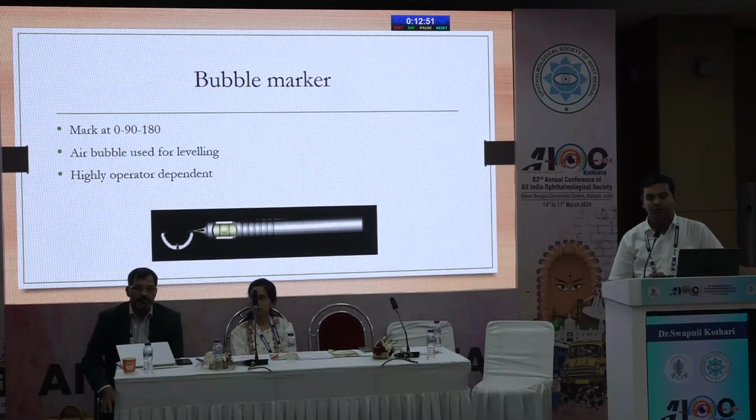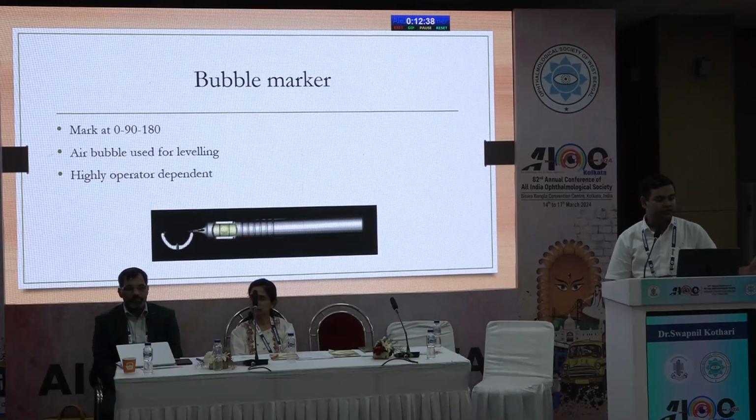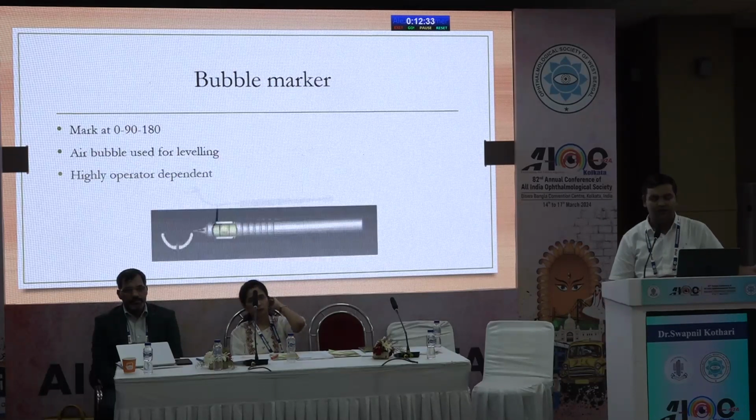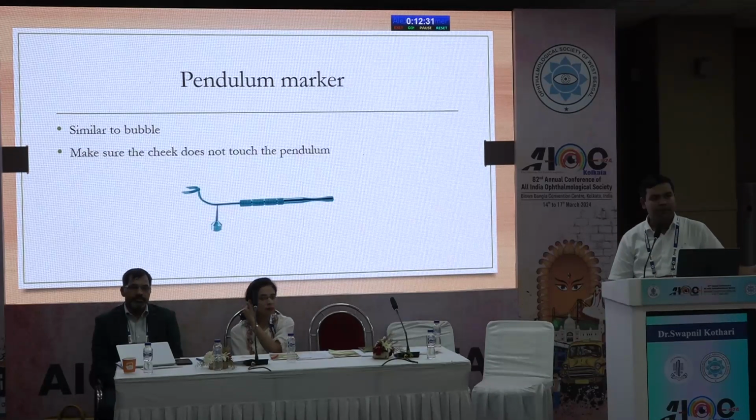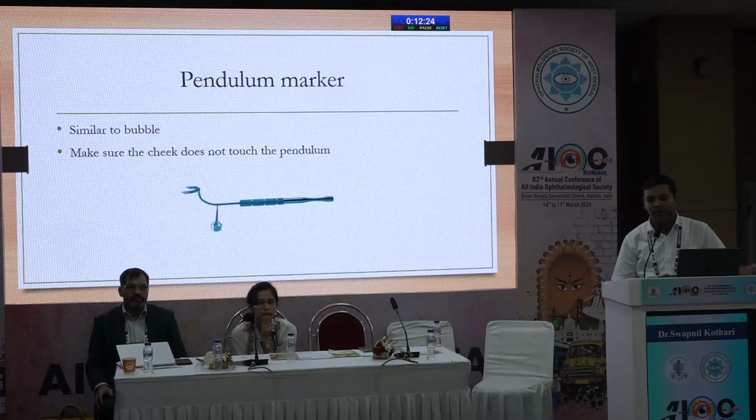Another option that you can use to mark 0, 90 and 180 is air bubble marking. In this, the air bubble, which is at the center of this instrument, you have to keep within those two lines, and that ensures that you are at 0, 180. But the problem with this method is it is highly operator dependent. Similarly, pendulum marking is there, in which the pendulum is supposed to keep the marker properly horizontally aligned. The only issue is you have to make sure that the pendulum is not touching the cheek of the patient.